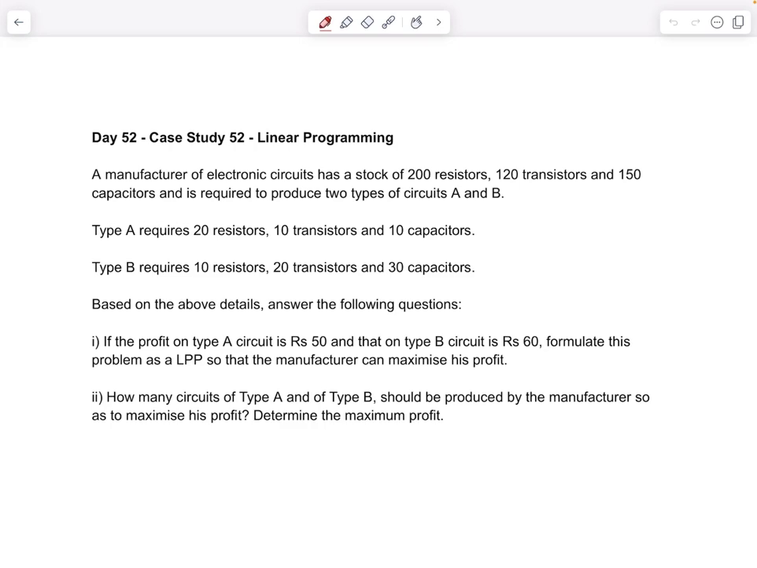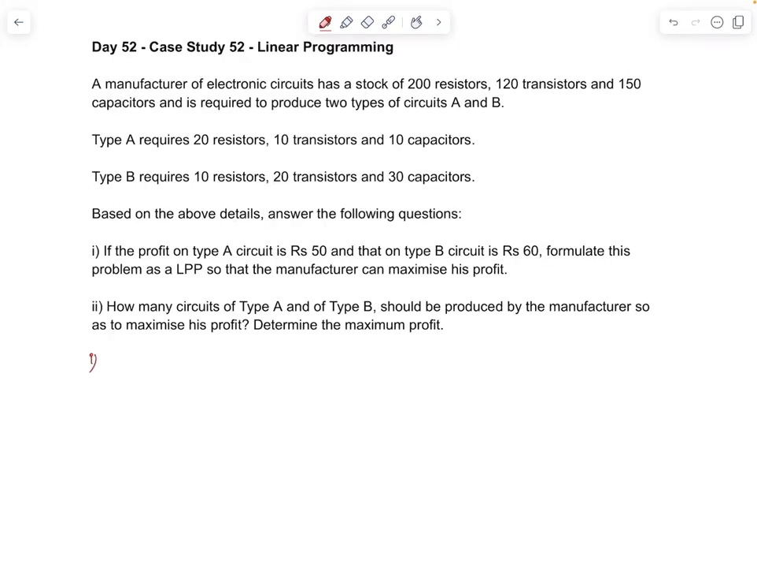Question 1. If the profit on type A circuit is rupees 50 and the profit on type B circuit is rupees 60, formulate this problem as an LPP so that the manufacturer can maximize his profit. Let the number of type A circuits be equal to X. Type B circuits be equal to Y. Let's draft a table based on the given information.